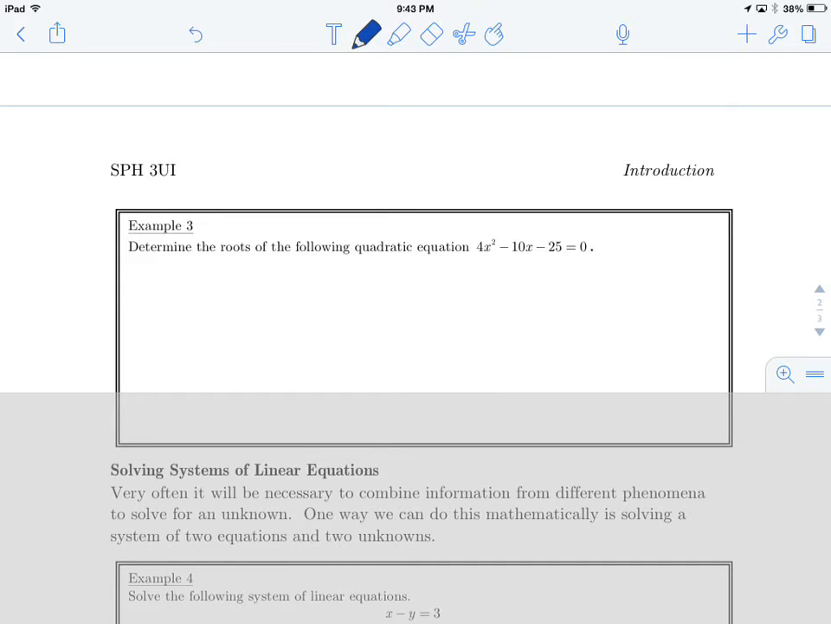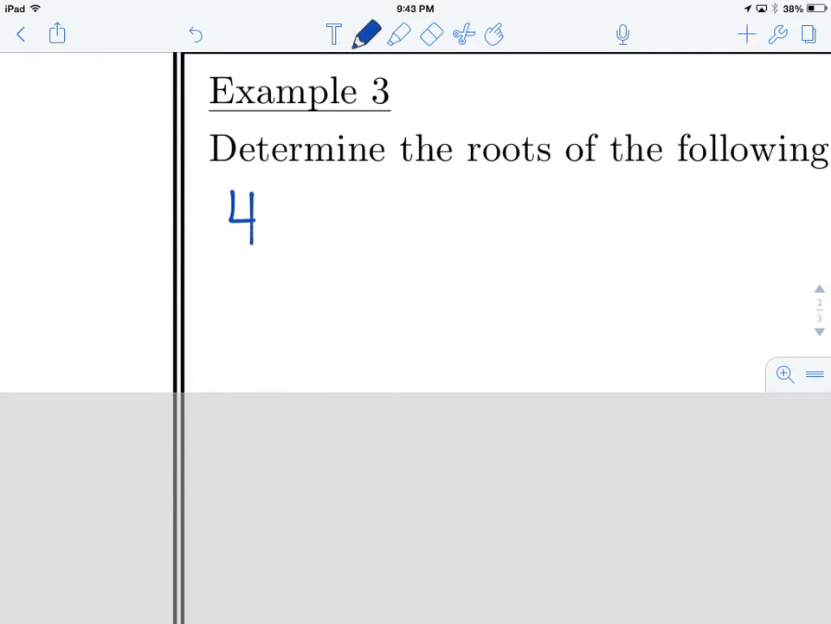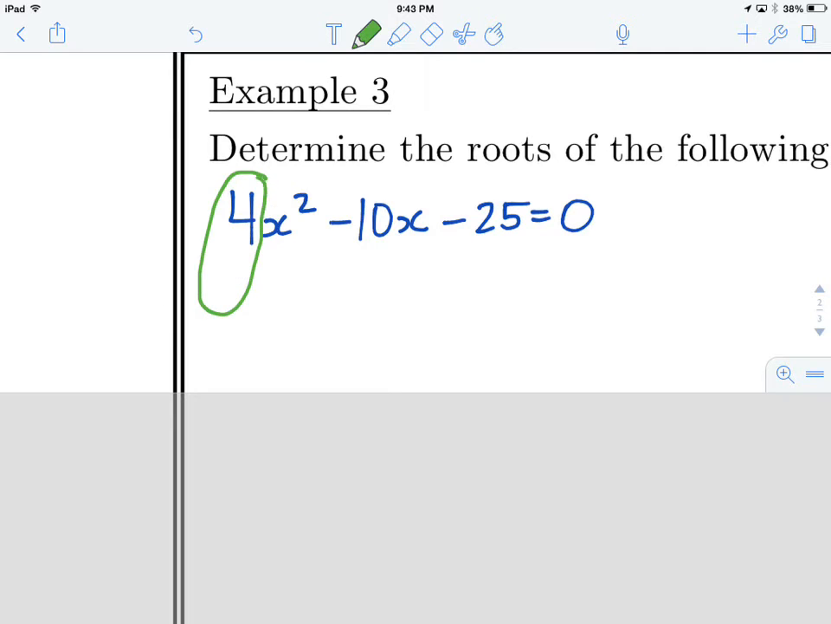Okay, and so here is an example where we have 4x squared minus 10x minus 25 equals 0. And so what we want to look for here is these coefficients. So here's a coefficient, here's a coefficient, and here's one of the coefficients. And of course we know that whatever's in front of the x squared term, we're calling this a. Whatever's in front of the x term, we're calling this b. And the constant term, we're calling c.